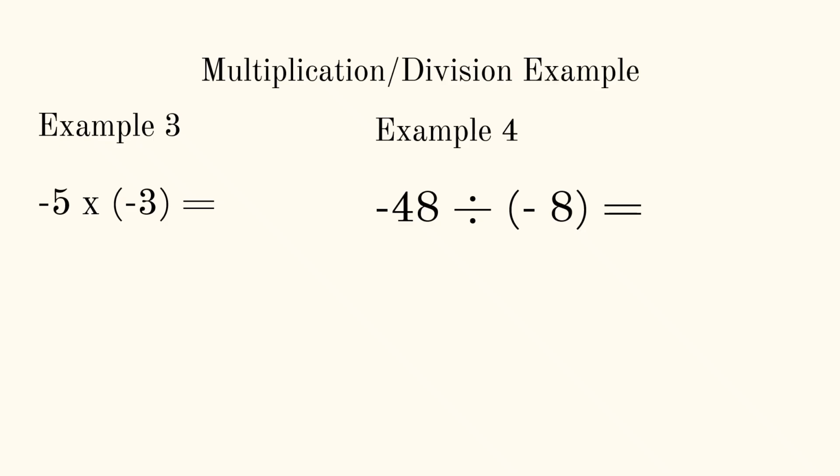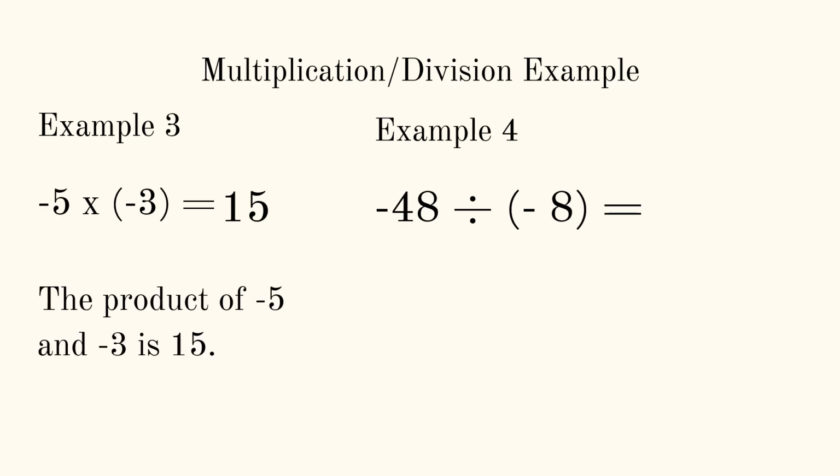Alright guys, example 3. Negative 5 times negative 3 equals. We know the 5 is negative and the 3 is negative. A negative times a negative is a positive. And 5 times 3 equals 15. Now, the product of negative 5 and negative 3 is 15.